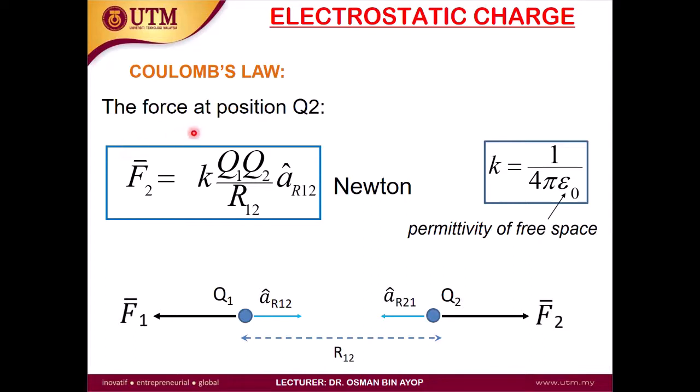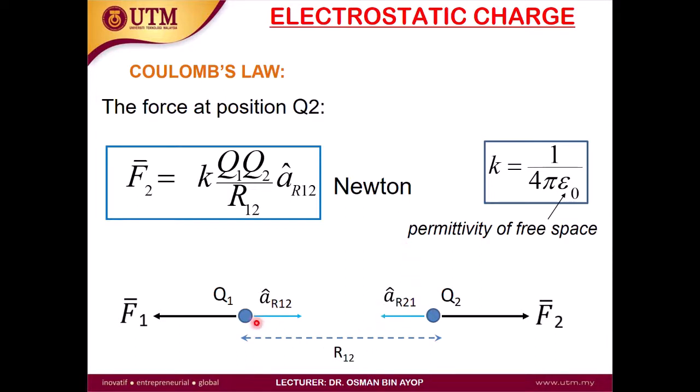Let's say the force at position Q2, F2, is equal to K Q1 Q2 divided by R12 squared, times aR12. So aR12 represents a unit vector acting on Q2. The unit is Newton. So the K here is equal to 1 over 4 pi epsilon naught, where epsilon naught is basically the permittivity of free space. The permittivity is related to the electric field.